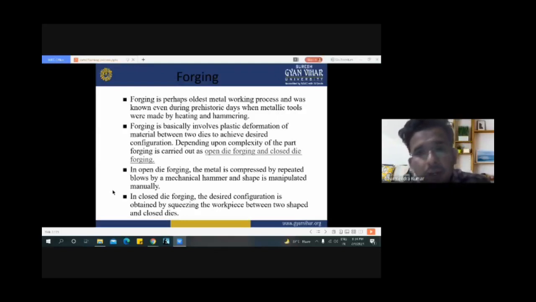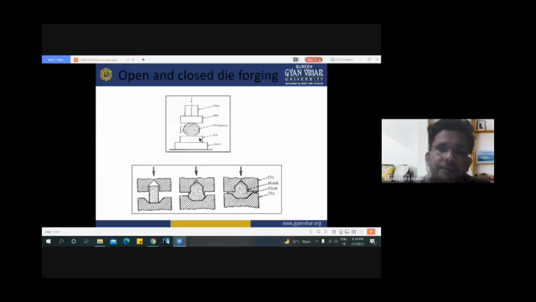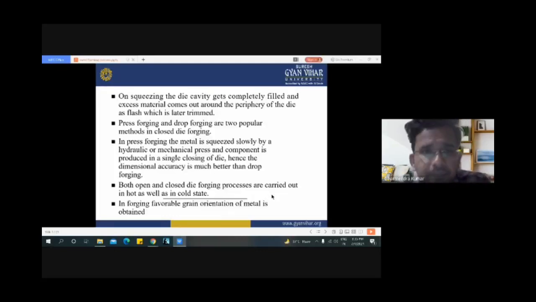In the next slide, we will discuss with a diagram. Here, this is representing open die forging and this is representing closed die forging. We have seen that in open die forging, the outer part is open. Whereas in closed die forging, the work material is totally packed between dies. Here are the components used in forging process: ram, die, workpiece, die, and anvil. Similarly, here: die, blank, flash, and die.